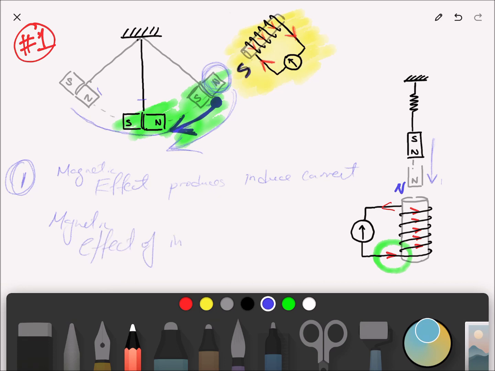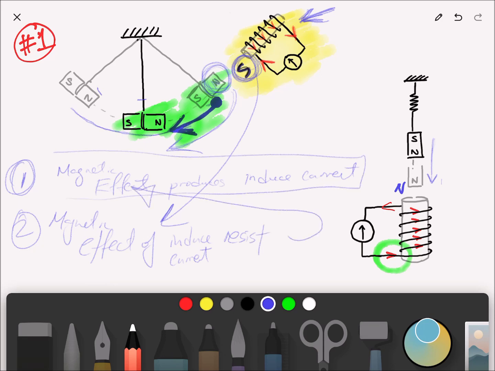of the induced current. When I say the magnetic effect again, I am referring to the magnetic effect that comes out from this yellow solenoid, the red current there. So this magnetic effect is referring to this guy over here. This magnetic effect of the induced current would resist the magnetic effect that produces the induced current in the first place.